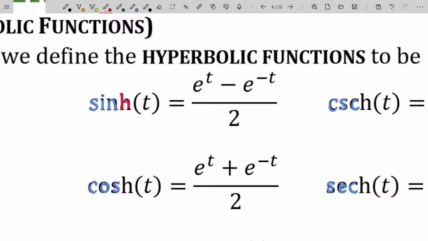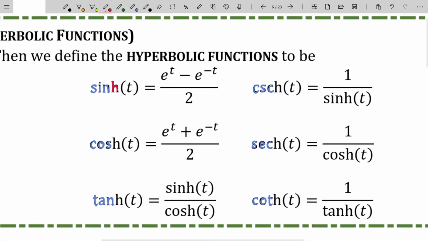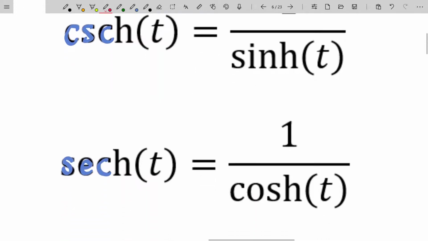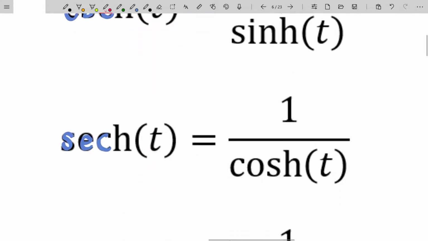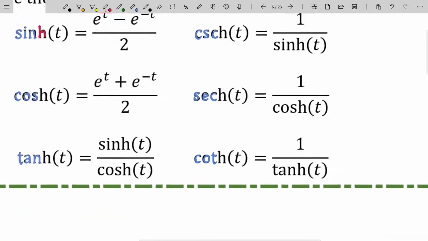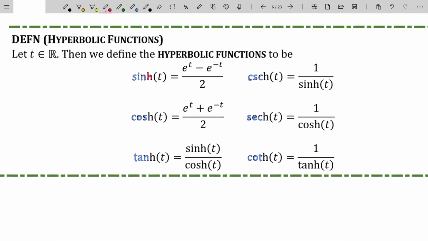The cosh, which is the hyperbolic cosine of t, is defined to be e to the t plus e to the negative t over 2. Now the rest of the hyperbolic functions I just define in terms of these two, just like you would in trigonometry. So the tanh, that's how you'd say that, is the sinh over the cosh. The cosech is the reciprocal of the sinh. The sech is the reciprocal of the cosh, and the coth is the reciprocal of the tanh. So these, once you know the names, it's not too terrible.